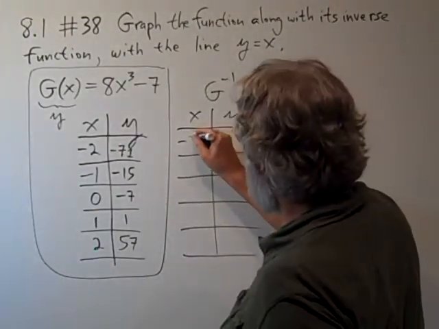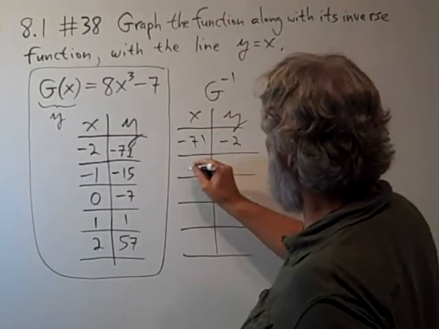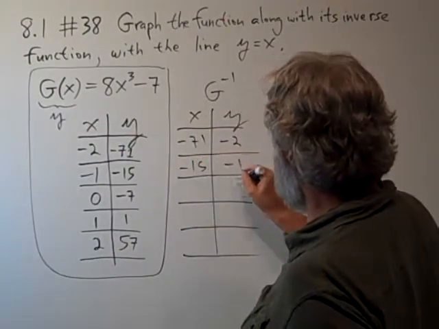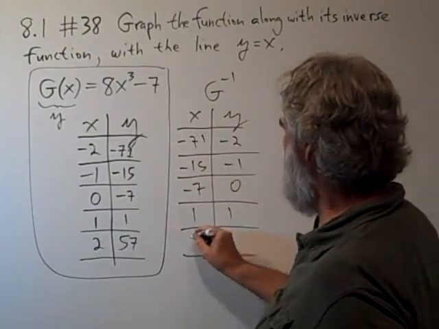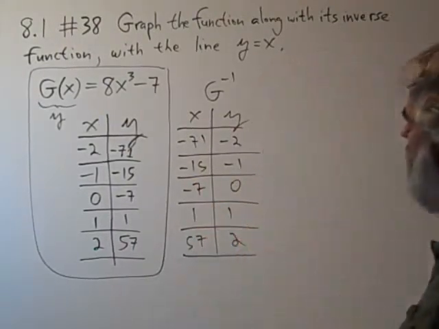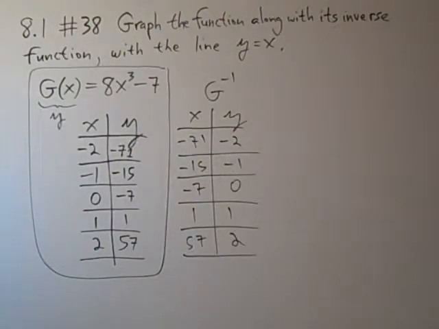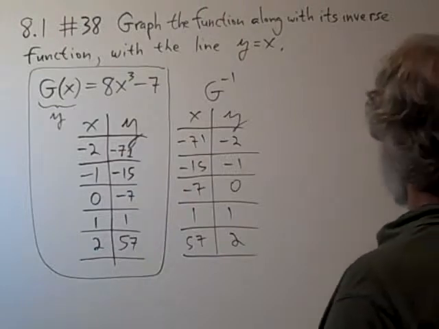And so we have -71 and -2. We have -15 and -1. We have -7 and 0 here, 1, 1. And 57 and 2. So those are all the points on the graph of the inverse function g.